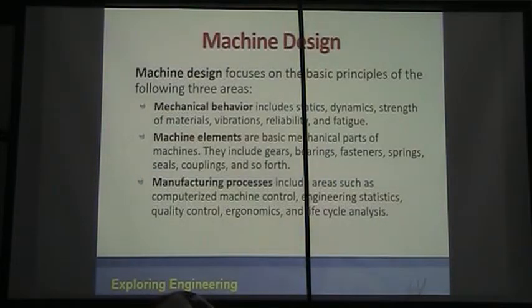Manufacturing processes include areas such as computerized machine control, engineering statistics, quality control, ergonomics, and life cycle analysis. Well, one of the things about engineering is it's a lot less compartmentalized than it was when I was a young lad in engineering school to get my bachelor's. Mechanical engineers now study engineering statistics a lot of times, which we did not back in the day. Quality control and ergonomics are usually considered industrial engineering applications, but I'm going to be generous and let them have it.